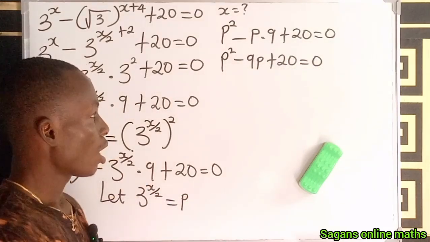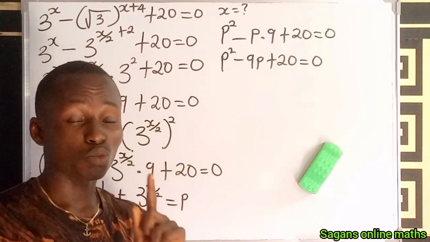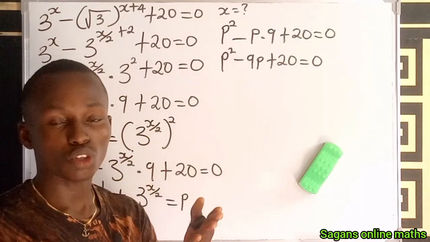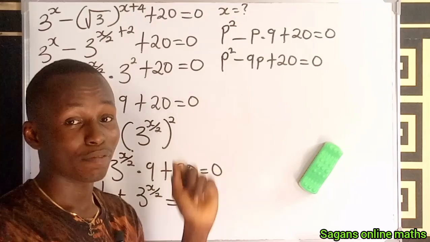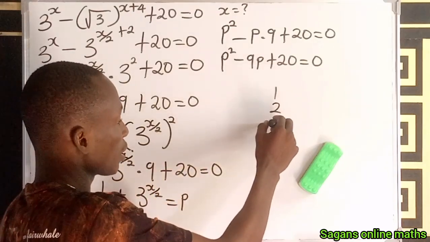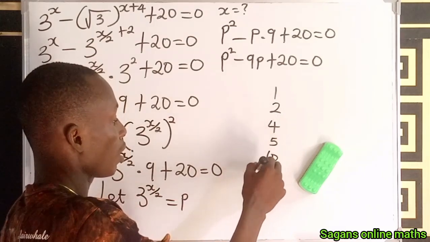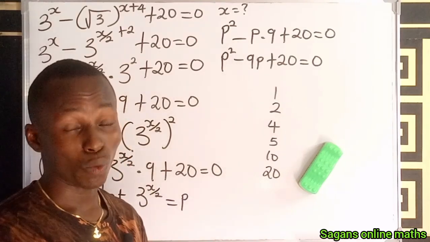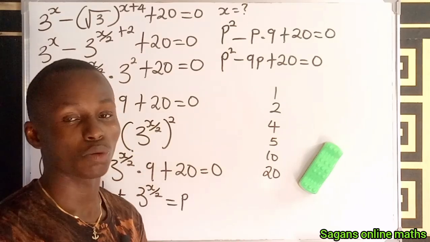Now remember that a quadratic equation has 4 ways of solving, but to cut the story short, I'm going to use the factorization method. Now let's consider 20 here. What are the factors of 20? Factors are those numbers that divide exactly with no remainder. 1 is a factor of 20, 2 is a factor, 4 is a factor, 5 is a factor, 10 is a factor, and 20 is also a factor. They are called factors because each number listed here can divide 20 exactly, without any remainder.